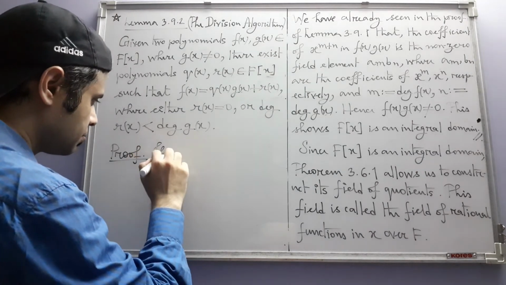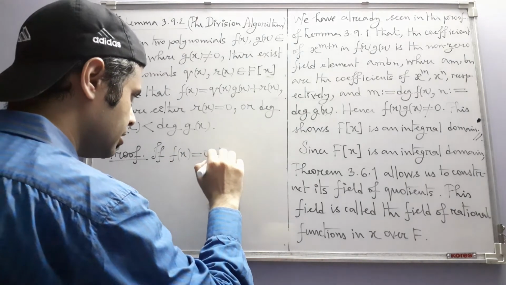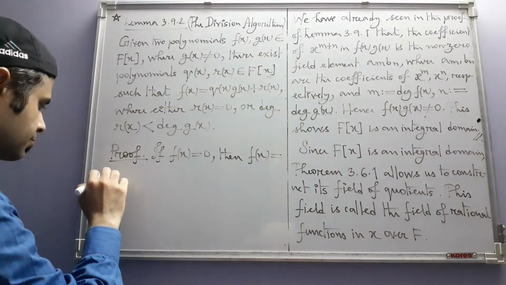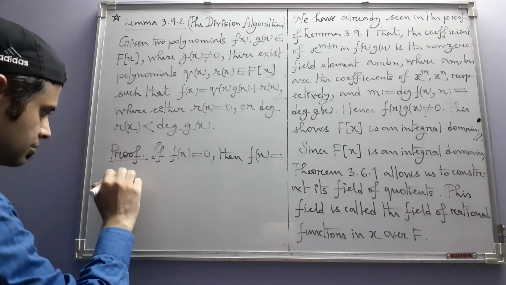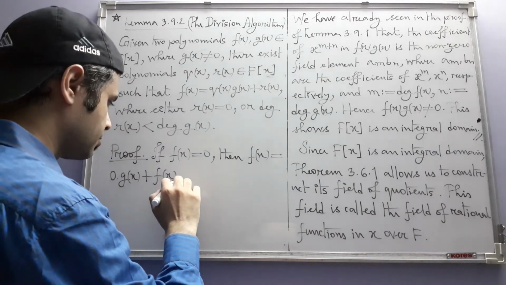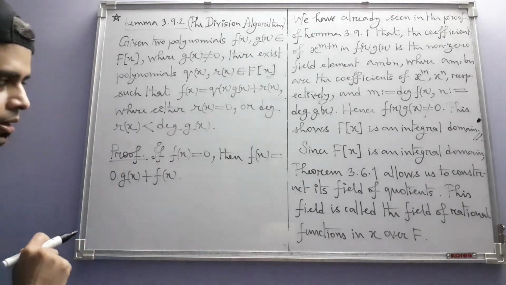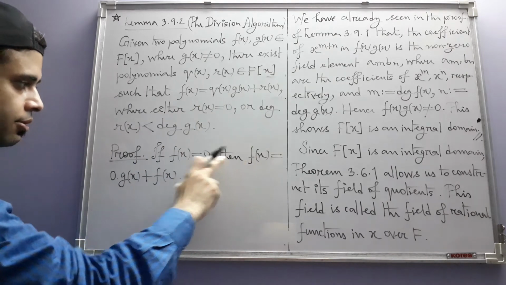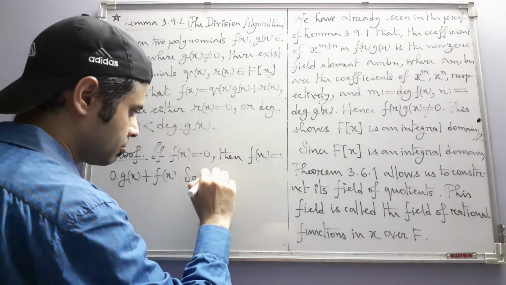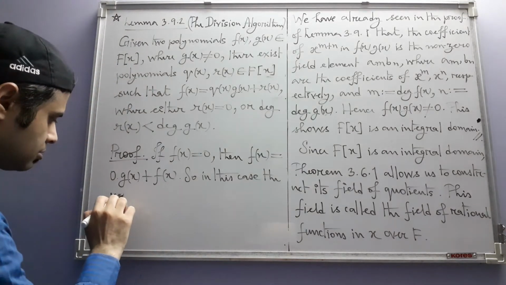If f(x) is equal to 0, then f(x) can be written like this: 0 times g(x) plus f(x). So f(x) itself takes the role of a remainder, because the remainder is allowed to be 0. So in this case f(x) is 0, and the result is true.